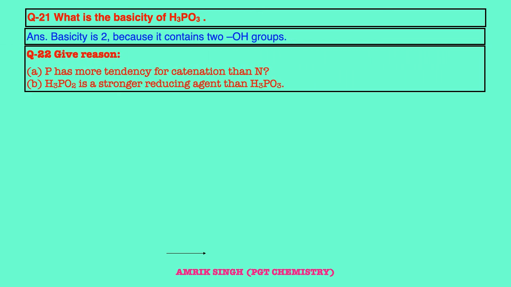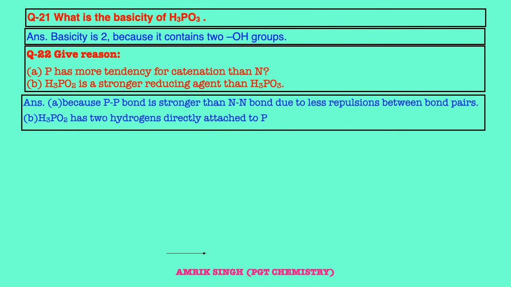Hanji, give reasons. P has more tendency for catenation than N. H3PO2 is a stronger reducing agent than H3PO3. The answer to part A: P has more tendency for catenation than N because the P-P bond is stronger than the N-N bond due to less repulsion between bond pairs. Part B: H3PO2 is a stronger reducing agent than H3PO3 because H3PO2 has two hydrogens directly attached to phosphorus.